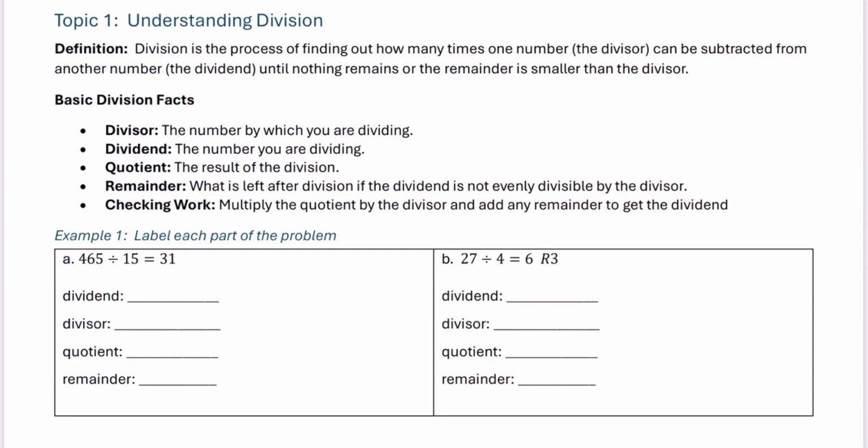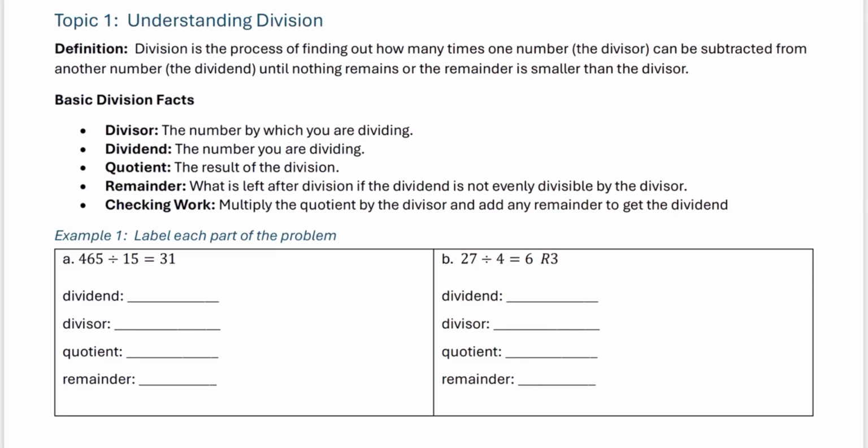Division is the process of finding out how many times one number, called the divisor, can be subtracted from another number, the dividend, until nothing remains, or the remainder is smaller than the divisor.